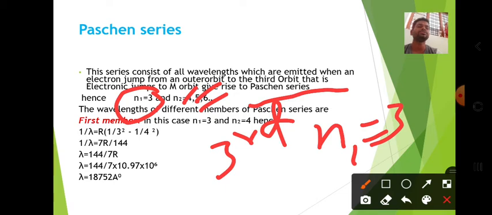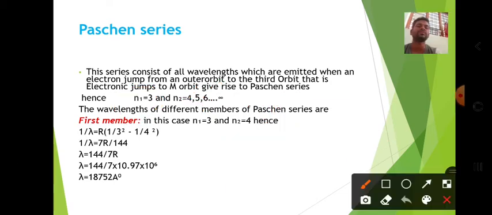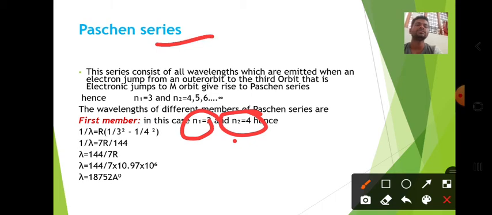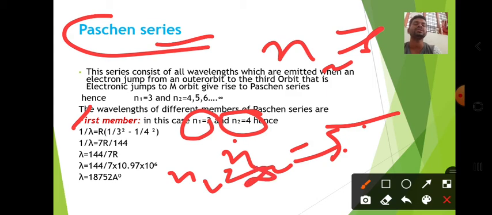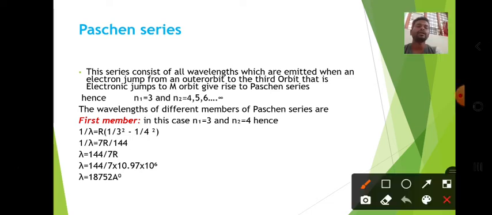And now substituting these values, let me select first n1. How much is n1? N1 is 3. And take first n2 is 4. If n2 is 4 in the Paschen series, that is the first member. If n2 is 5 in the Paschen series, that is the second member. Okay. n2 is 6 in the Paschen series, that is the third member. n2 equal to infinity in the Paschen series, that is the limiting member. So like this we have to call them. And in this case, substitute these values, then by doing simplification, we get this one.